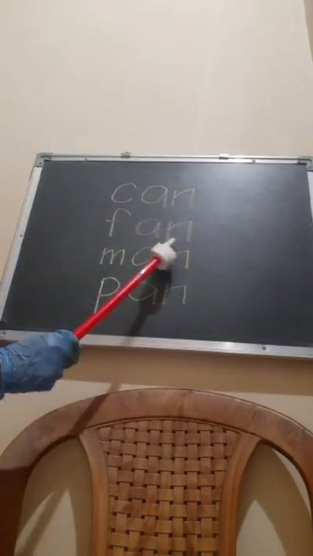Now children, let's revise these four words. Pop and can, and fan, and man, pop and pan, pen, can, fan. M-A-N man, P-A-N pan, can, fan, man, pan.